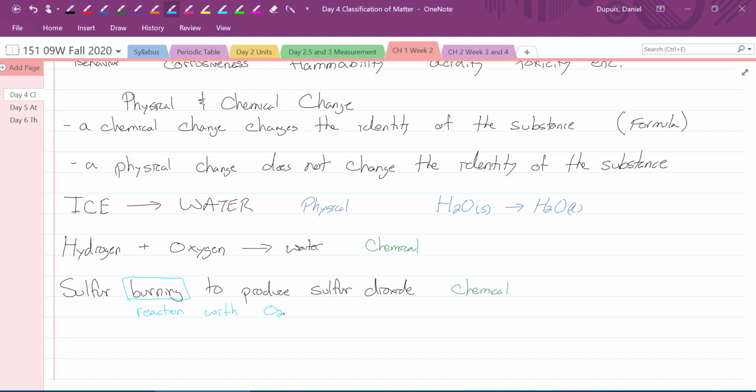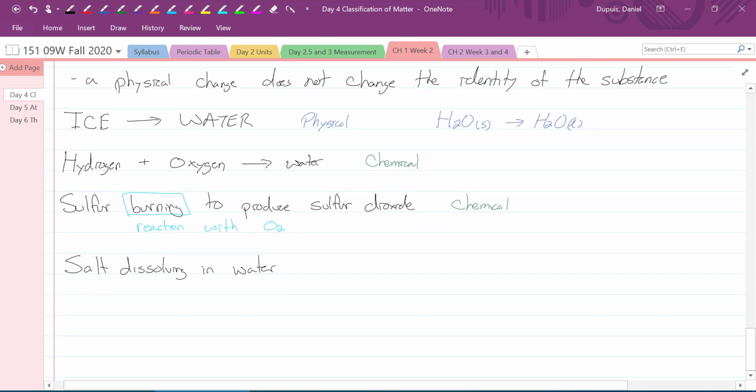Then we have salt dissolving in water. So if salt's dissolving in water, right, I'm just mixing, that's going to be physical. It's going to be NaCl plus H2O, and they stay together. They're not changing. And what about when a flashlight battery runs down? Well, that's going to be a chemical change, right? So those are some examples of physical changes and chemical changes.